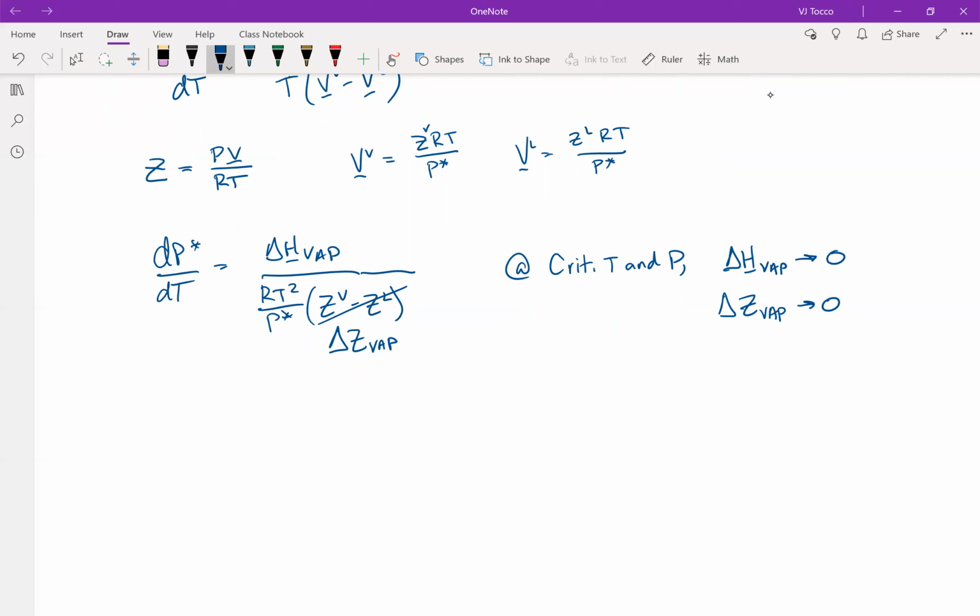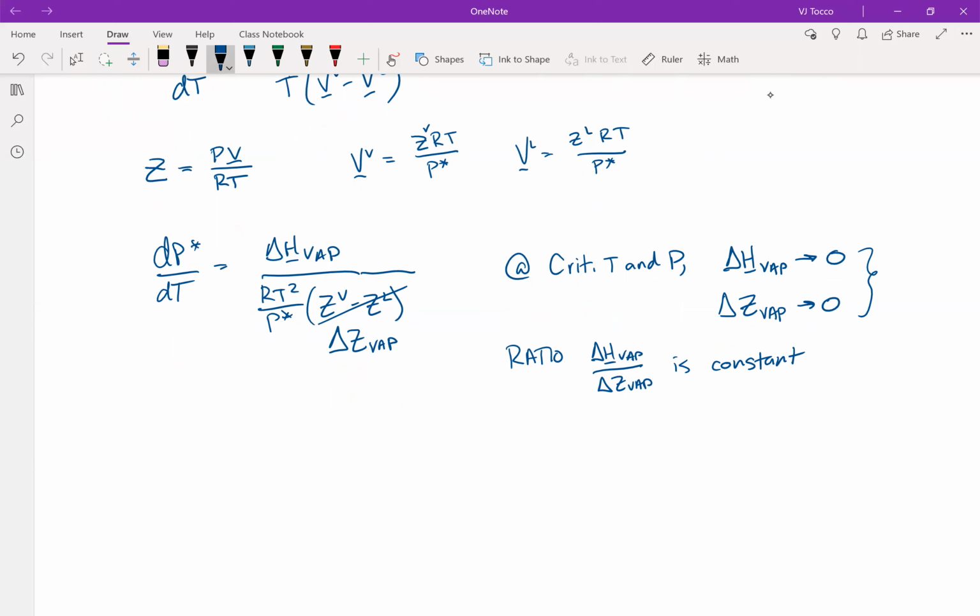What we can do, however, is use this fact and couple them together and say that if the enthalpy of vaporization and the compressibility factor change are both going to 0 at the same point, we can say that the ratio of delta H vaporization divided by delta Z of vaporization is constant, even though neither property is constant by themselves. Right, so say at T1 and P1, delta H vap has a certain value, delta Z vap has a certain value.